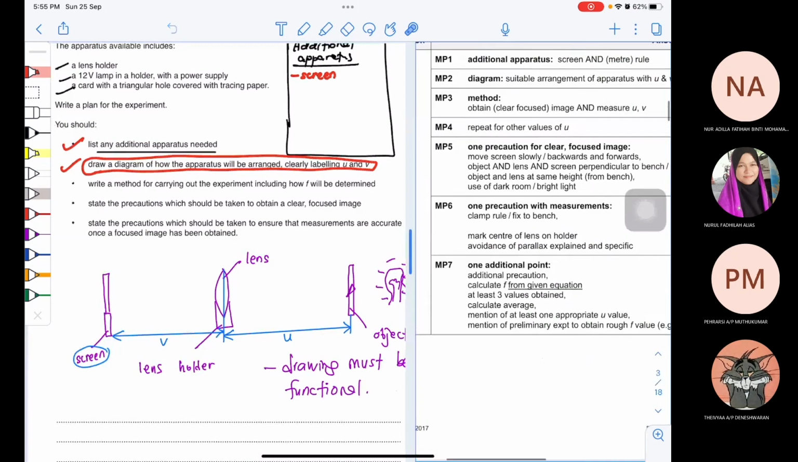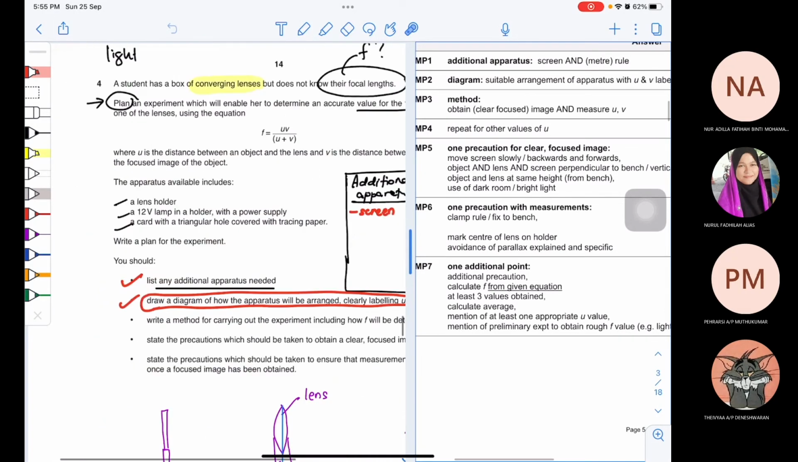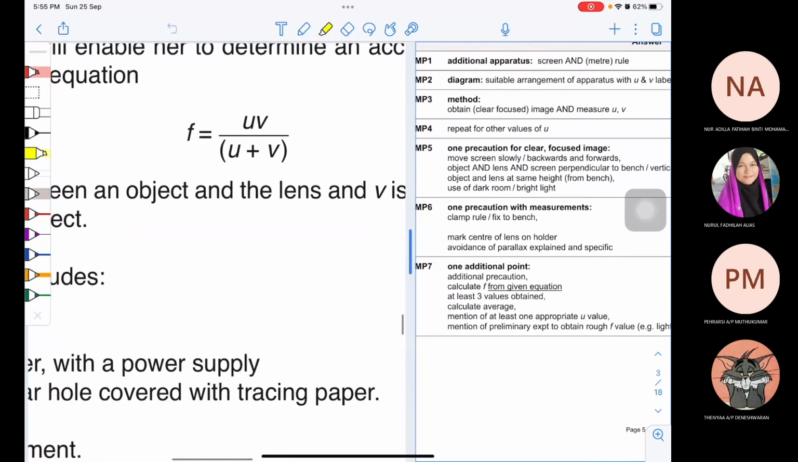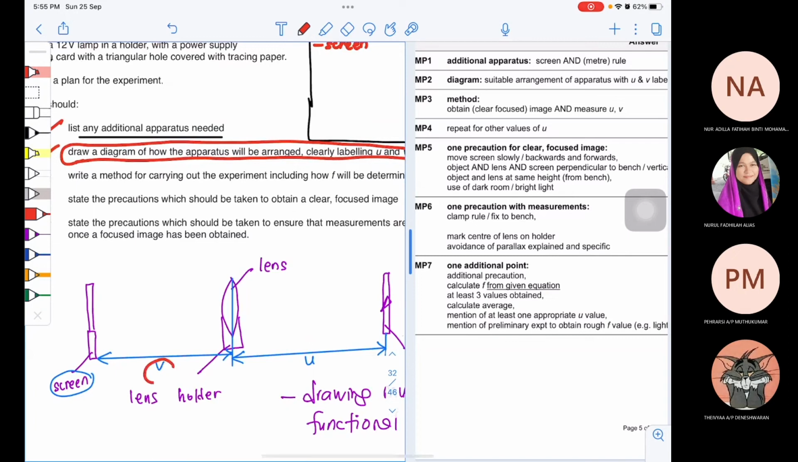Okay, how to determine F? Kita kata move screen slowly, object and lens, screen, and then macam mana ni? Measure U and V, sebab kat sini dia bagi formula. Okay, sekarang ni kita nak cari F. Betul? This is the aim of the experiment.